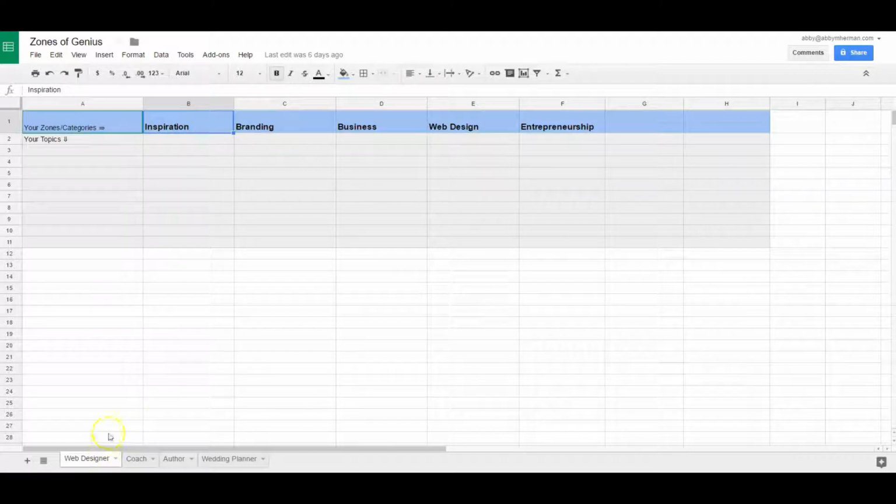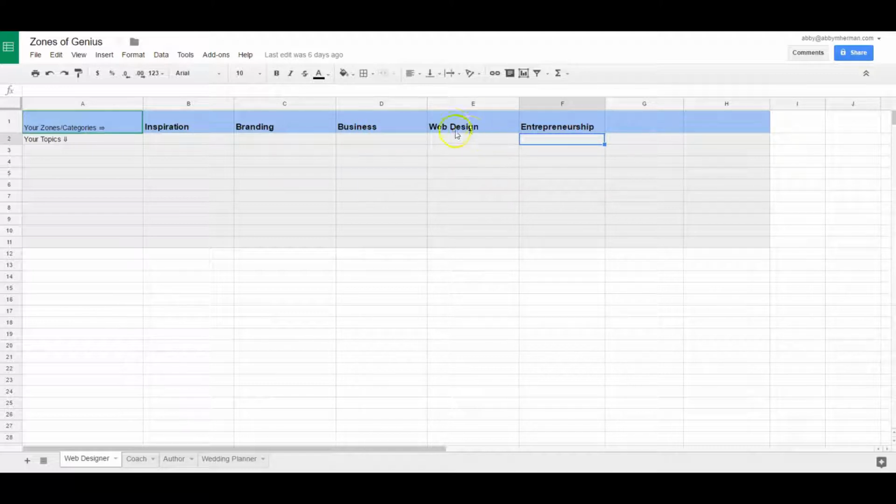So for this example of the web designer, I have 5 different categories. And so these are kind of like the table of contents on the blog. So everything that the web designer writes about is going to relate to her inspiration, her branding in general, like how she uses branding to work with clients, business, and that could be online business, that could be business decisions, that could be business growth, web design.